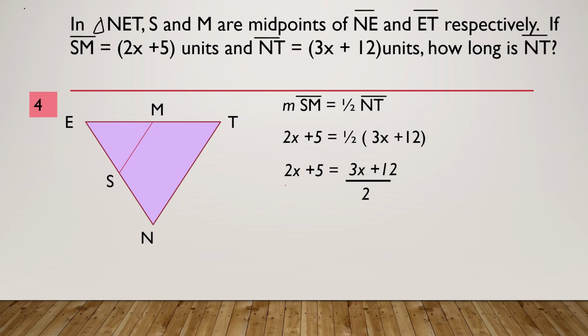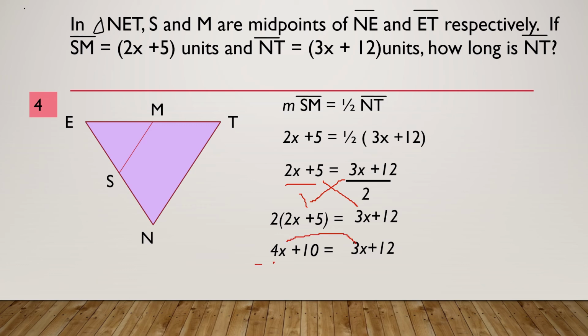Now, there is 1 here, so we can cross multiply to solve for x. Let's do first 2 times 2x plus 5, which is equal to 3x plus 12. We can now use the distributive property here. 2 times 2x is 4x, and 2 times 5 is 10. So we have 4x plus 10 on that side and copy 3x plus 12. Now we can solve for the value of x. We move this to the other side of the equation, it becomes minus 3x. And move this one to the other side, it becomes minus 10.